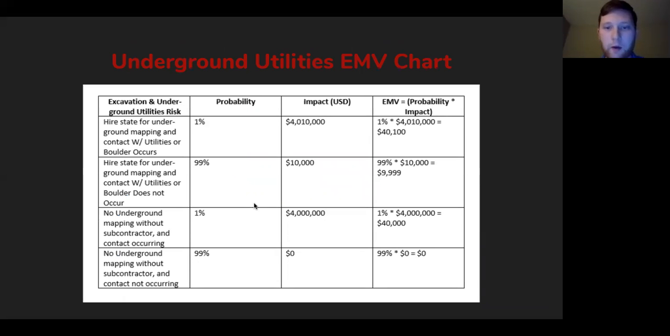And then, so as you see here, we took the EMV for each, and hiring the state was definitely the clear decision to go about doing. It definitely limited the chance of us running into any problems and to actually map out correctly where these utilities would go. You can go to the next one.